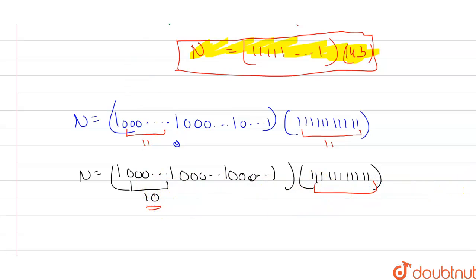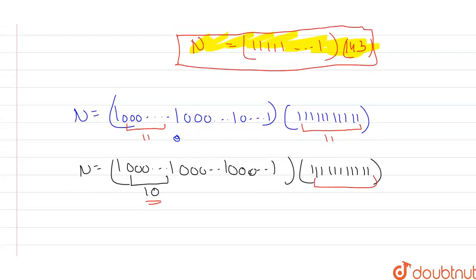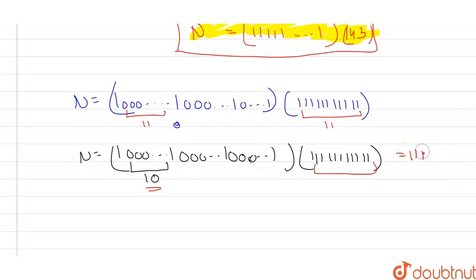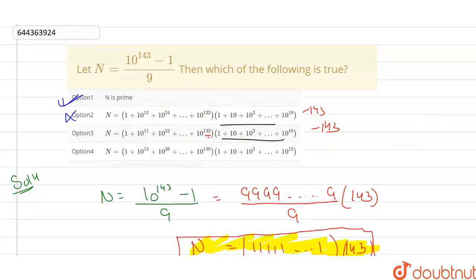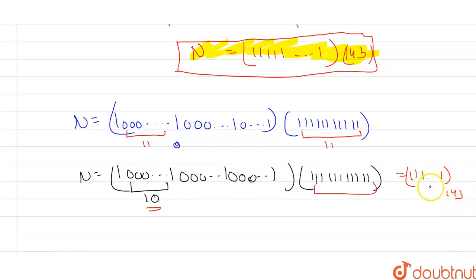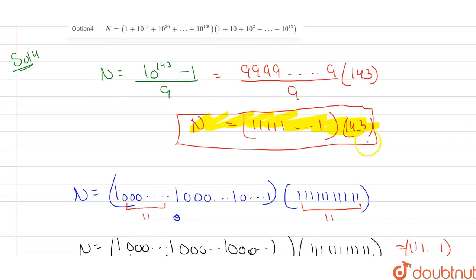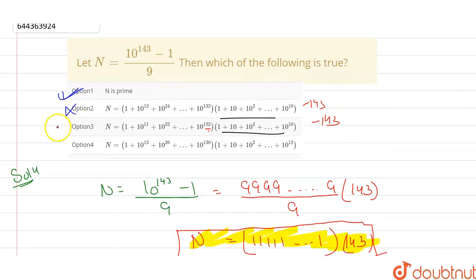So when I take the product, the solution comes out as 1, 1, 1, 1, 1, 1, repeated up to 143 times. Why? Because the power here is 132, and with the addition of 1 here, this will become 132, plus the 11 ones, so 132 plus 11 is 143. Similarly, this one also has power 143, but this time there is an extra 0 in between. Since the solution comes out as 143 ones, it means that it equals the actual N. So option 3 is the correct option.